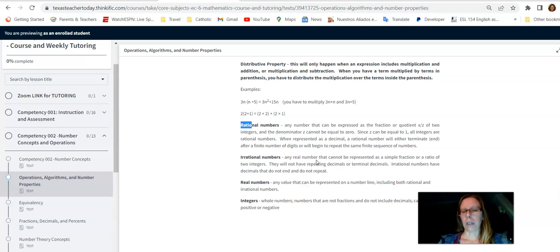So an example of an irrational number would be like pi. The square root of a lot of numbers are also irrational numbers. They'll keep going on forever and ever, and they won't repeat. Okay, so those are irrational numbers.